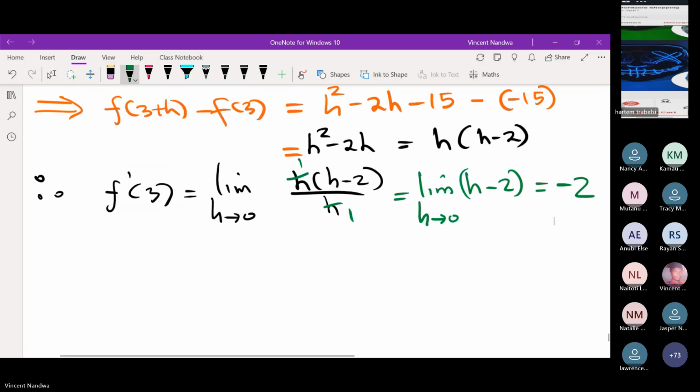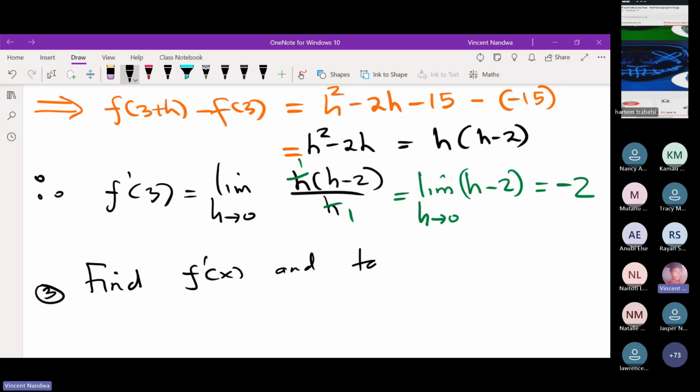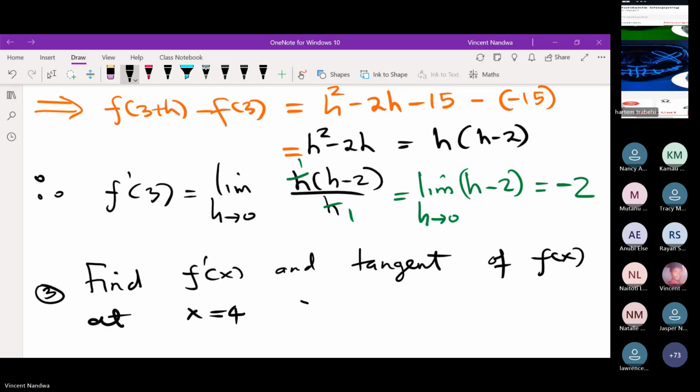Then number 3: find f prime of x and the tangent of f of x at x equals 4, given that f of x is given by root x.